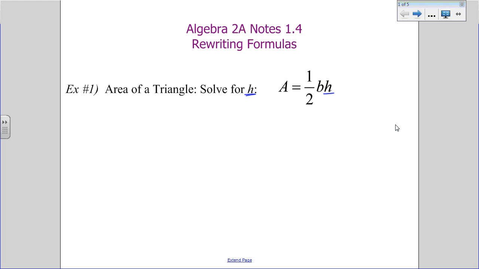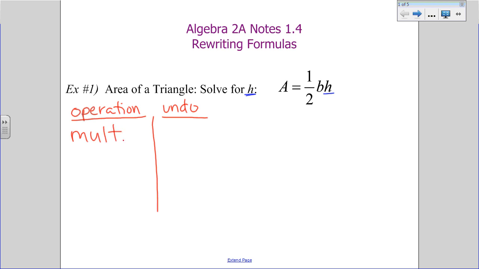Well, what we said, guys, is we're going to look at the operations on h, and then what we're going to do is undo them. So when we look at what we're doing to h, it's pretty simple. There is only one operation there. We are multiplying. And how do we undo multiplication? Well, we are going to divide. So what is that going to look like?